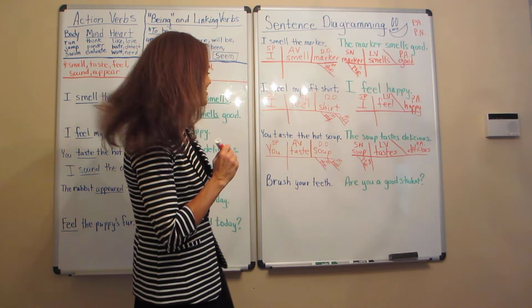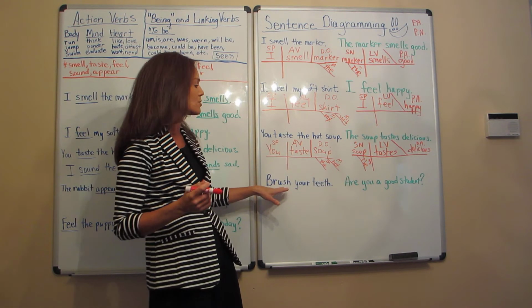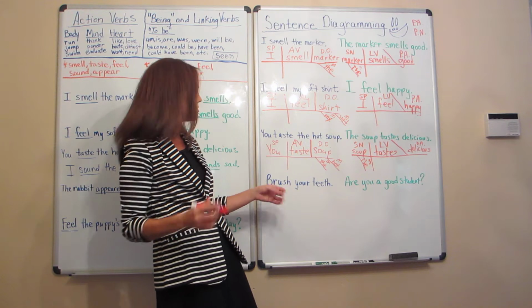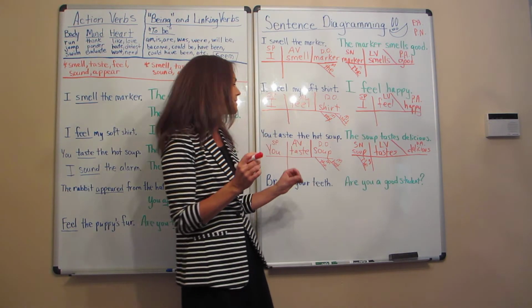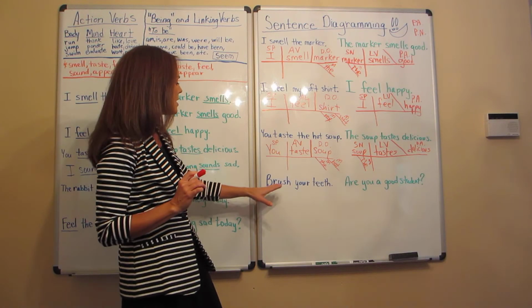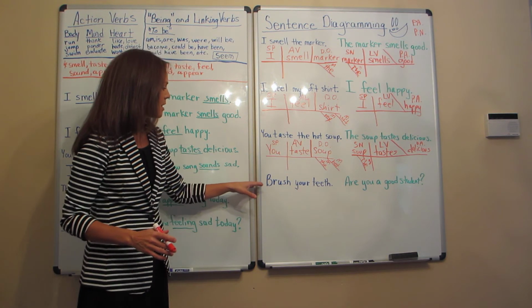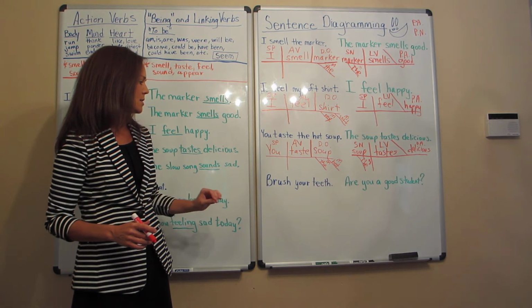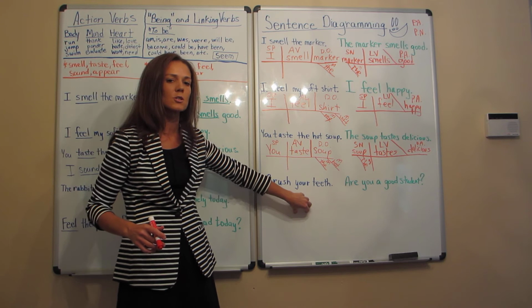Okay, now we have two last sentences, final, and they're different sentences. This is a directive, it's directing you, do this, do that, brush your teeth. And this is a question sentence, and these get diagrammed in a slightly different way. Brush your teeth is a directive. If it said, Logan, brush your teeth, then who or what is it about would be Logan, and the verb would be brush your teeth.